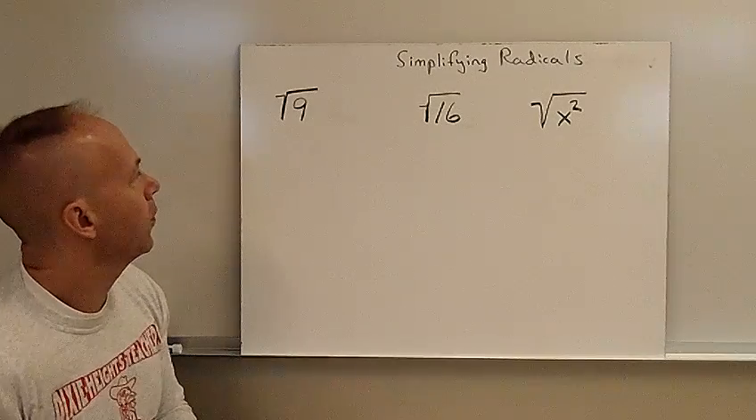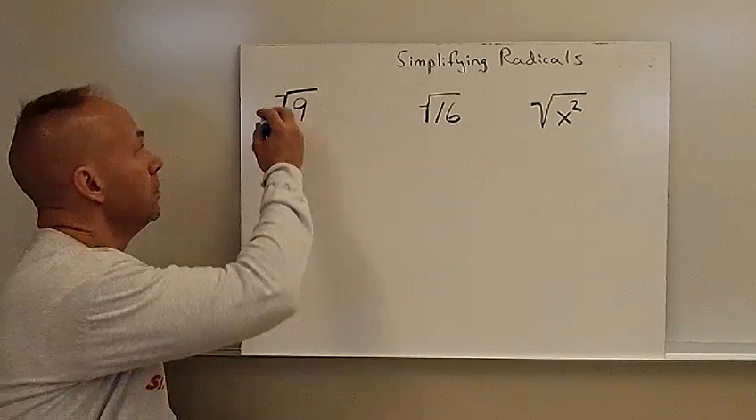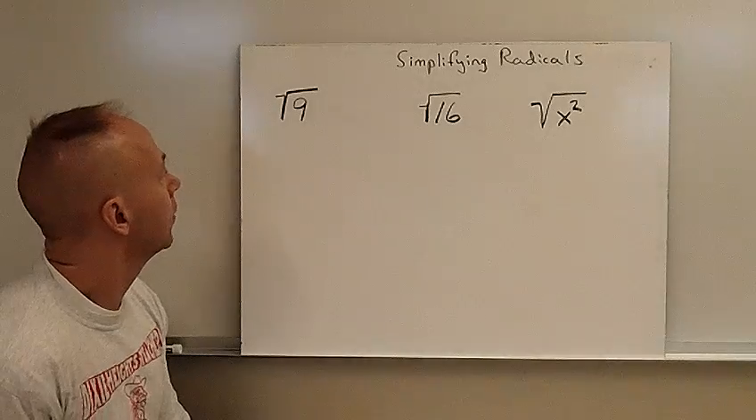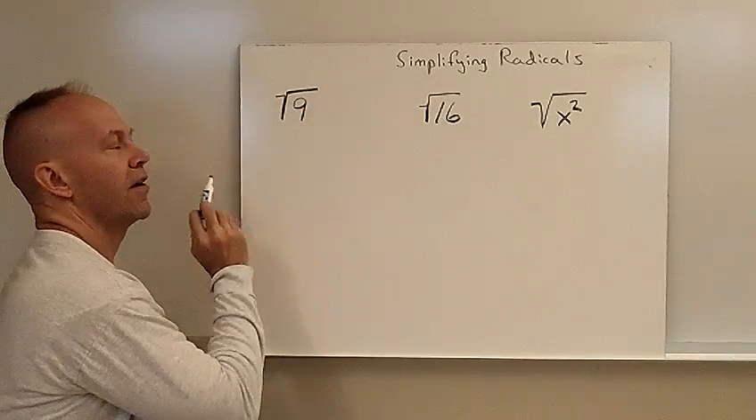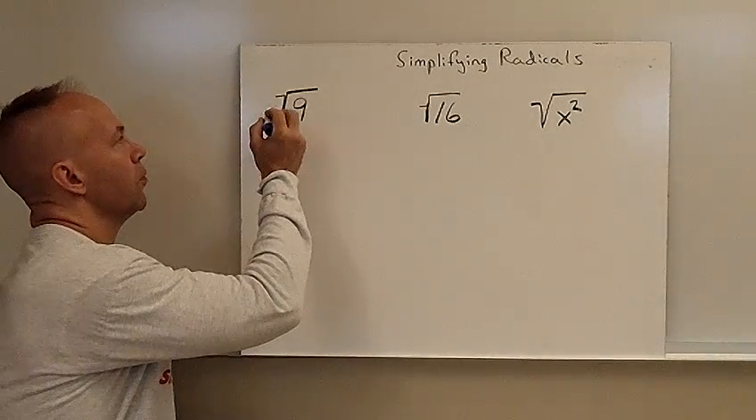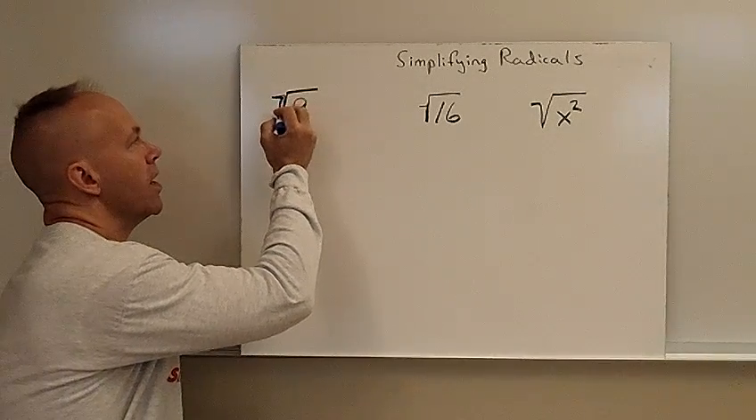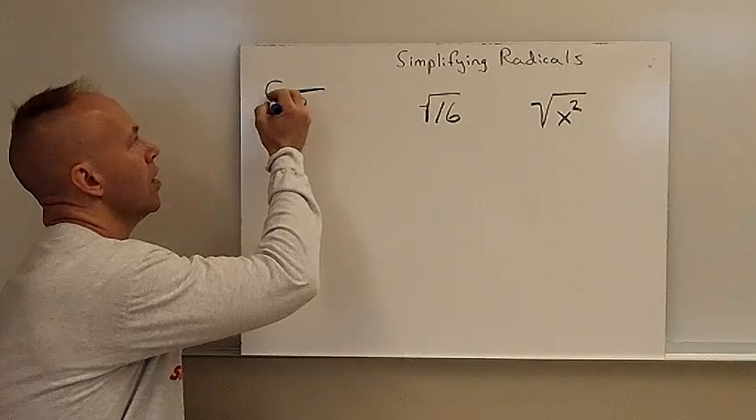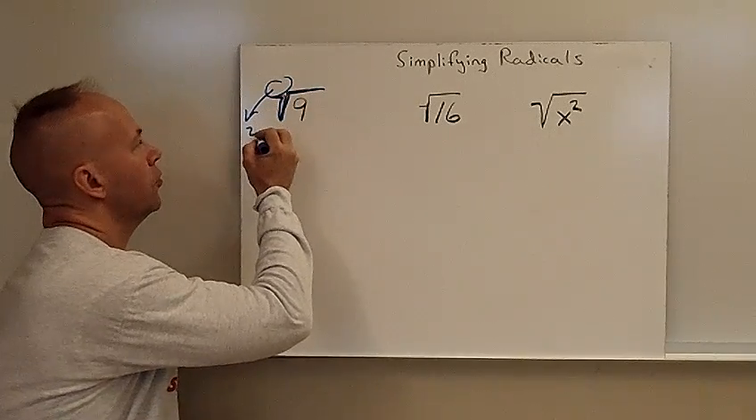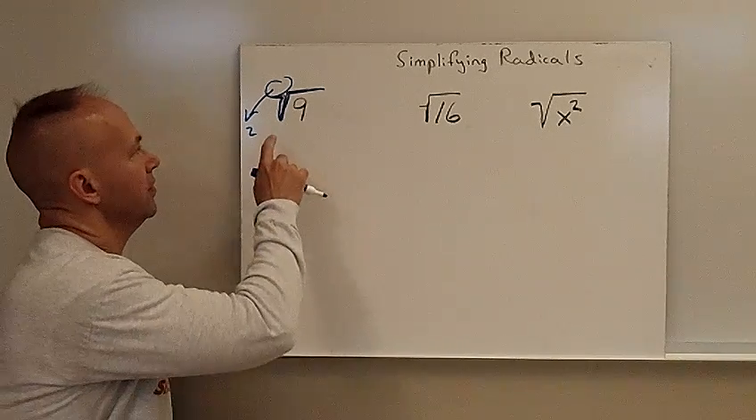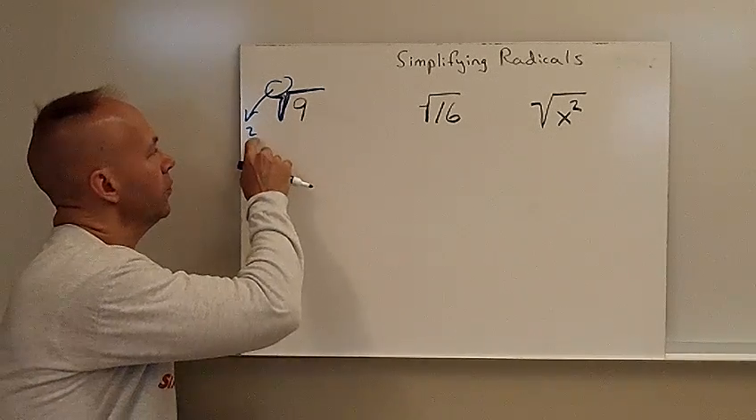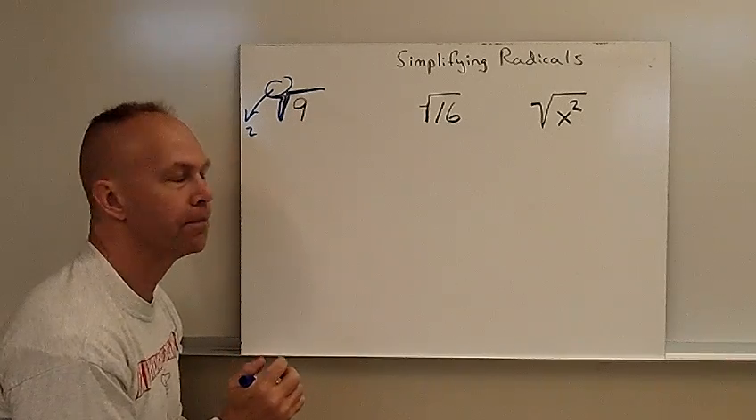This is read as square root 9 or radical 9. This symbol is called the radical symbol. There is an implied and invisible number on this radical right here, there is an implied 2, which means the second root. And what this is asking is, what number times itself 2 times is 9?